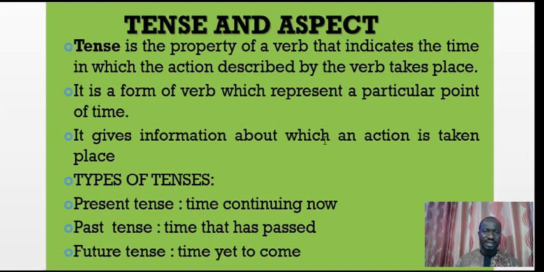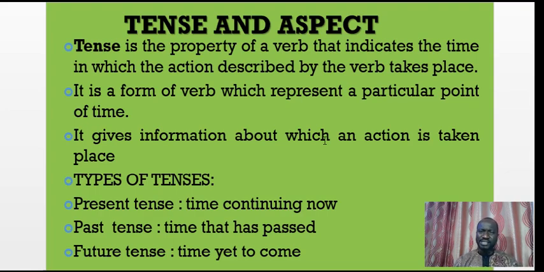Now, tense. Tense is the property of a verb that indicates the time in which the action described by the verb takes place. It is a form of a verb which represents a particular point of time. It gives information about when an action is taking place. This means that the tense is a form of what? A verb, or a property of a verb.